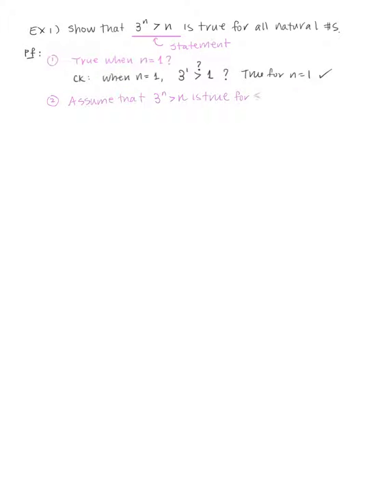For some n is okay, or up to n is just fine as well. Now the third step is that assuming that 3 to the n is greater than n, is the statement true for n plus 1? So let me just write it. Is the statement true for n plus 1? And don't forget the fact that we're assuming that 3 to the n is greater than n.